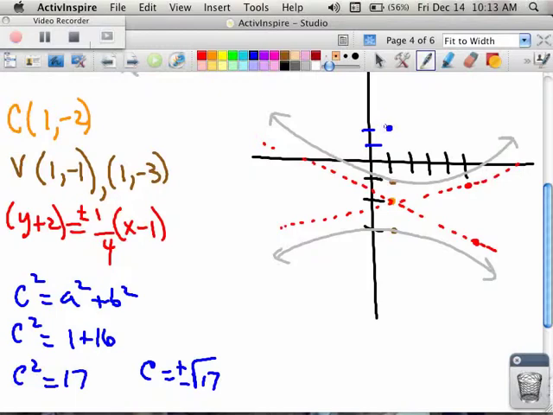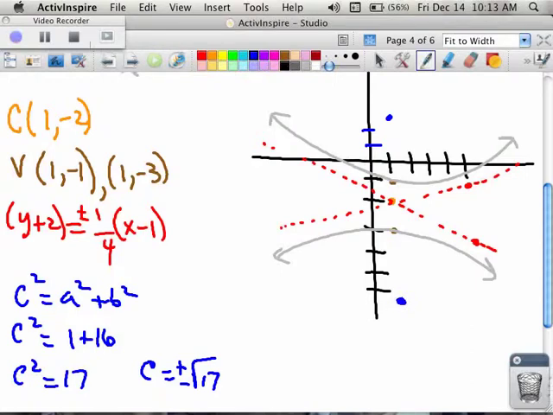Oops, I can't be there, can I? I have to be a little bit more than that. And then I'm going to go down from my center. 1, 2, 3, 4. And I have to be a little bit more than that. So here are my 2 foci.